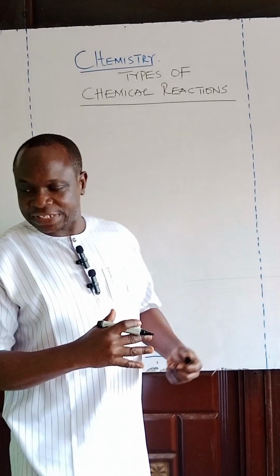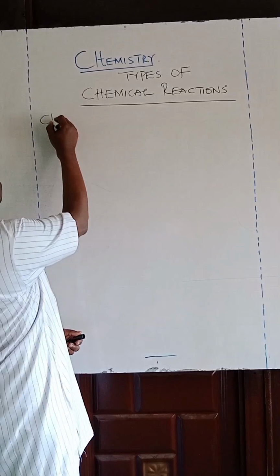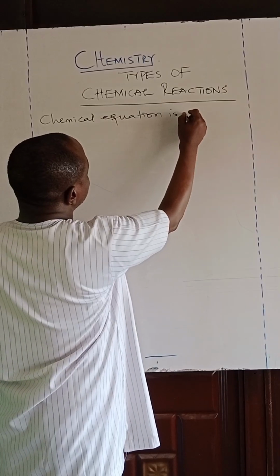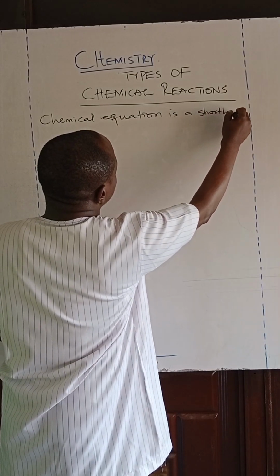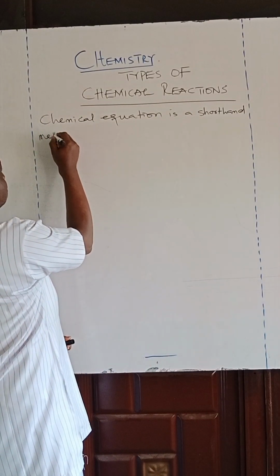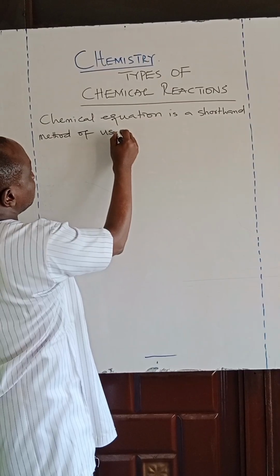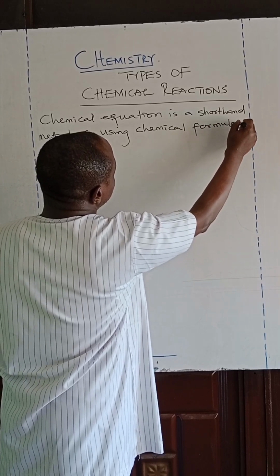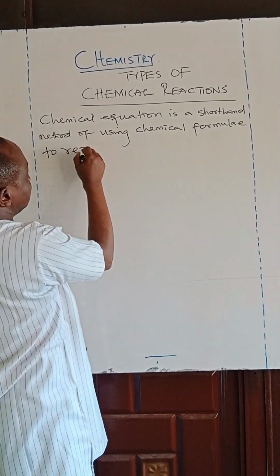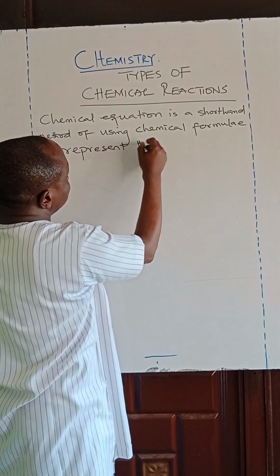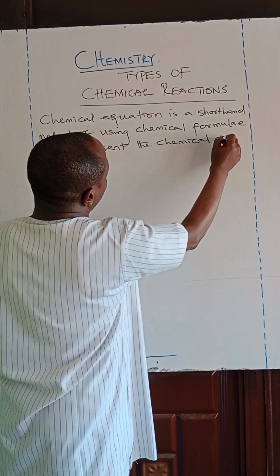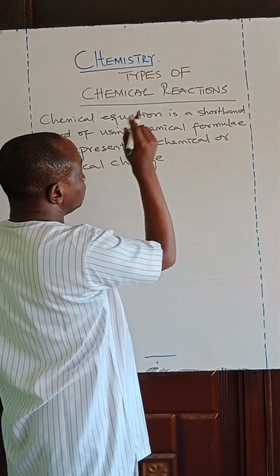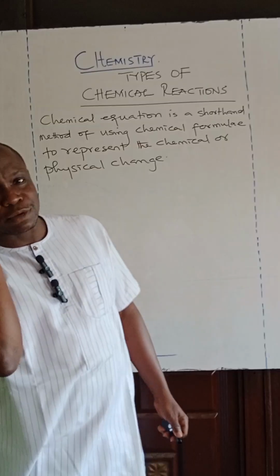So we normally use equations to represent chemical reactions, and a chemical equation is a shorthand method of using chemical formulae to represent the chemical or physical change. This is the definition of chemical reaction.